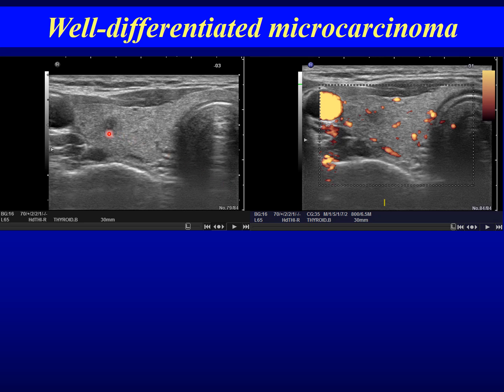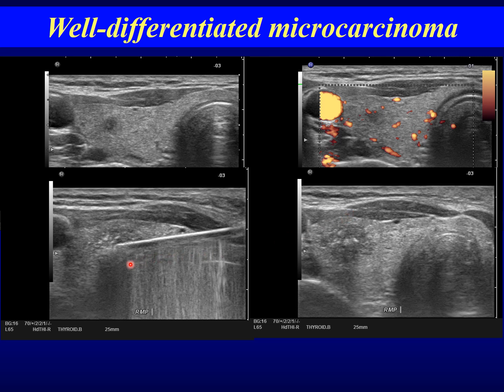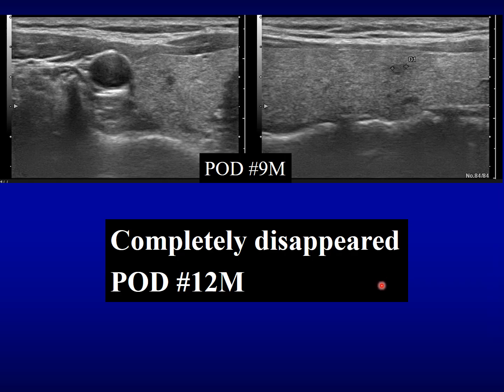Here is a small thyroid cancer that was managed by radiofrequency ablation. Immediately after radiofrequency ablation, you can see the ablation of the thyroid tumor and normal thyroid gland, and it completely disappeared at 1 year follow-up.